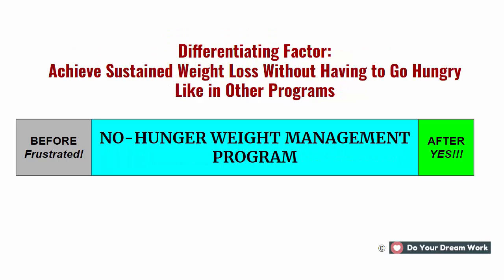Now, for the No Hunger Weight Loss program, which is the program we're going to work on its sales page in this video, as the name of the program suggests, this is going to allow my audience members to achieve sustained weight loss without having to go hungry like in other countless programs. So the differentiating factor, in short, is a unique advantage that your course has that makes your course especially attractive to your audience members over other course options they might also be looking at.